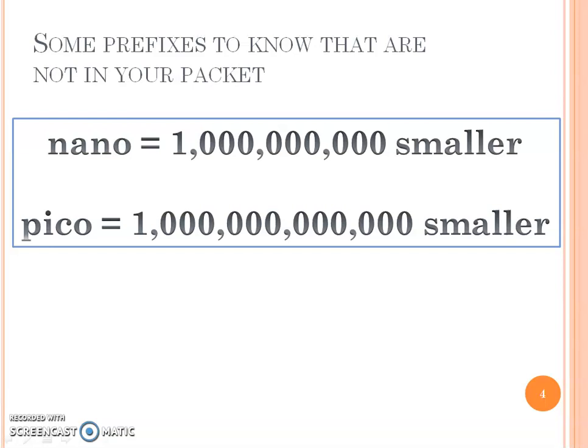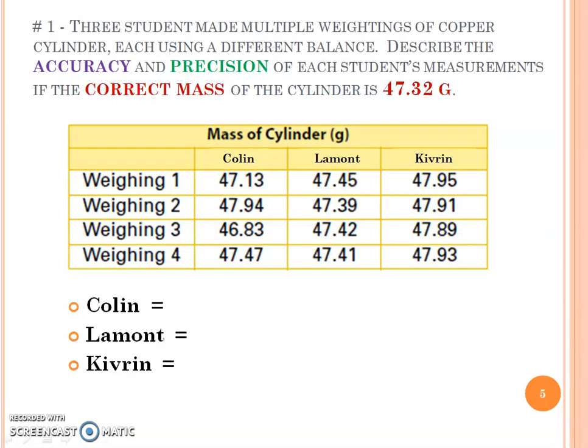So again, 1 meter would equal 1 to 9 zeros nanometers. Okay, so it's that many times smaller, and pico has 12 zeros associated with it again, and it's smaller. Pico you're not going to see very often, but nano you are going to see not only in this review, but you will see it in a couple of chapters. So again, pause the video, read the information, and come up with your answers.